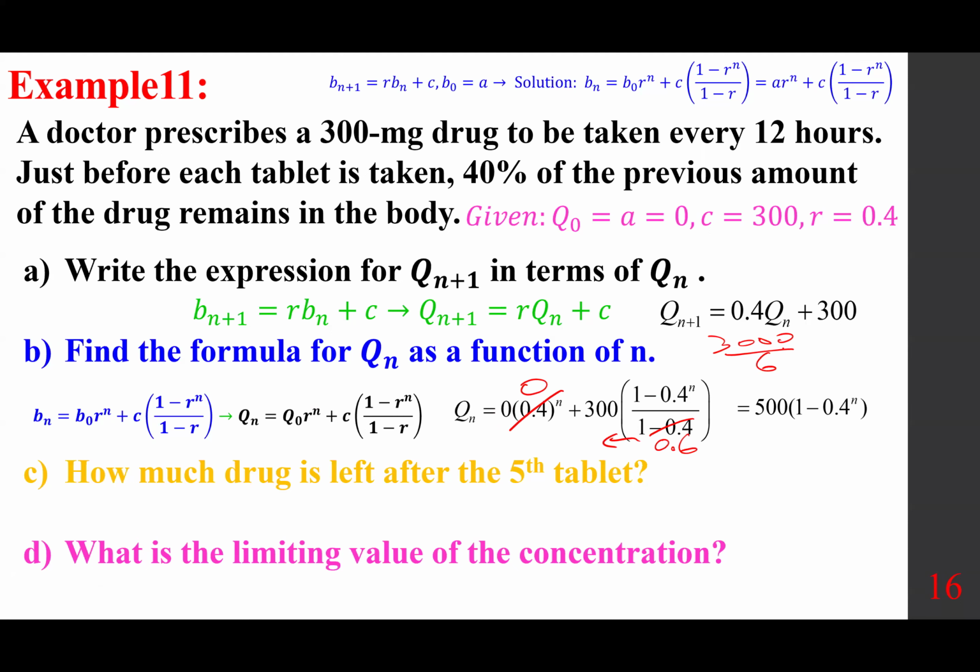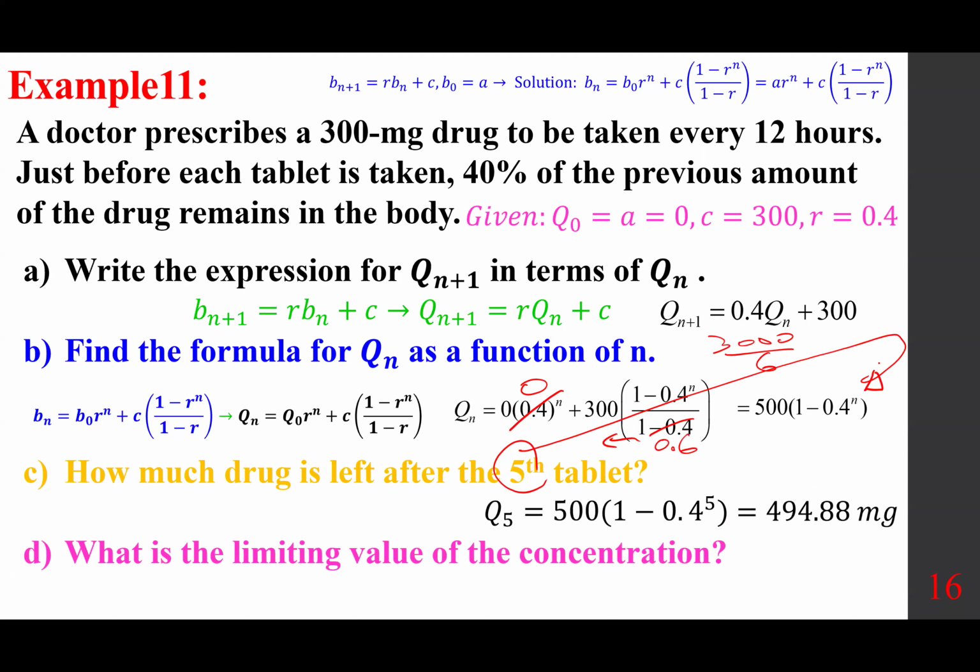Because we want in part C the effect of the fifth one, we replace the n with 5. We put it into a calculator. Gives us 494.88 milligrams. So how much drug is left after the fifth tablet? 494.88 milligrams.